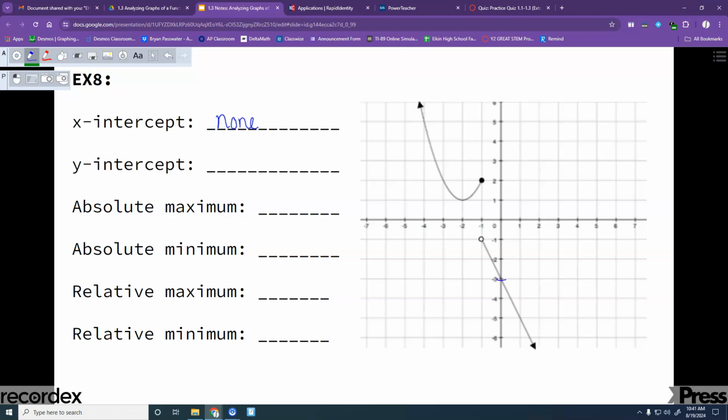This is at -3, right here. What's our y-intercept? Okay, it's on the y-axis, it's -3. We usually like to give the coordinates of this point. So the coordinates of this point are (0, -3). Most of the time you're going to see it written as the coordinates of the point.